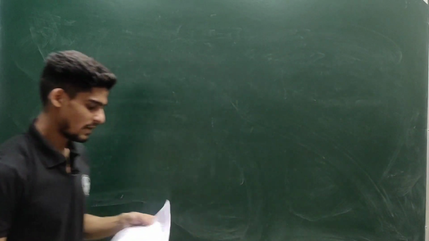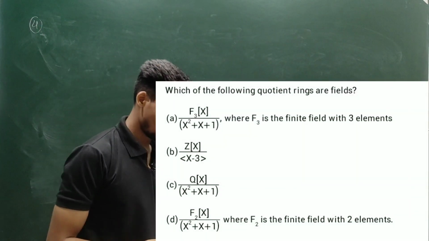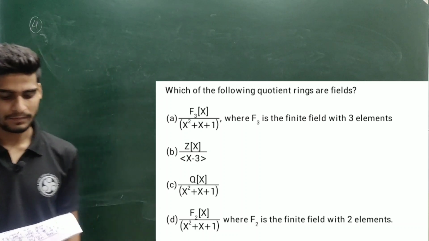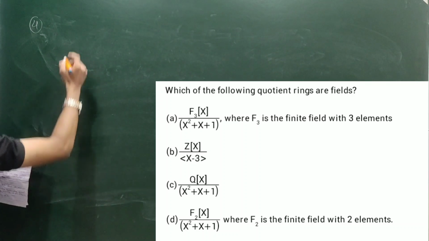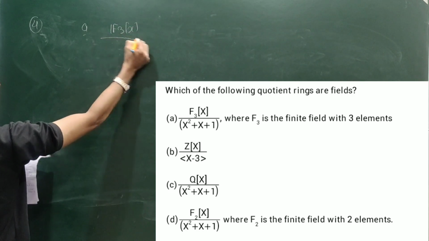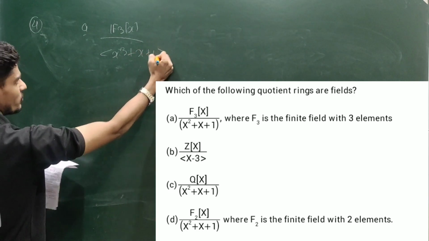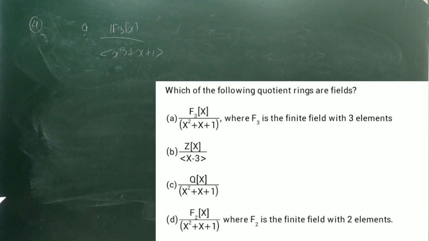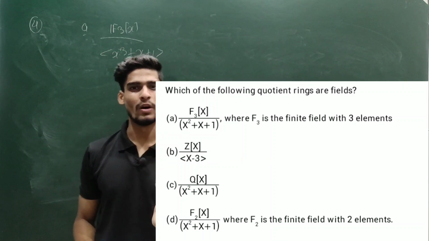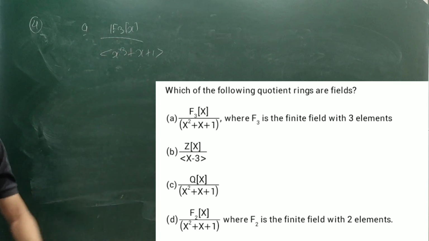Now let us come to the last question, question number 4. Which of the following quotient rings are fields? First option, F3[x] modulo x cube plus x plus 1, where F3 denotes the finite field with 3 elements. आपके पास कोई भी p एलिमेंट की फील्ड है तो वो हमेशा यूनिक होती है अप टू आइसोमॉर्फिज्म. सो दिस F3 you can consider as a Z3.